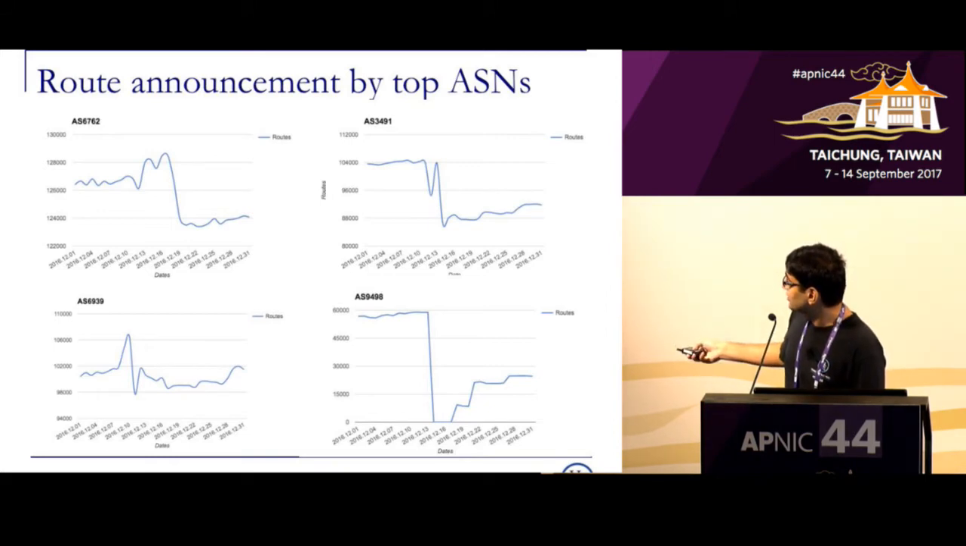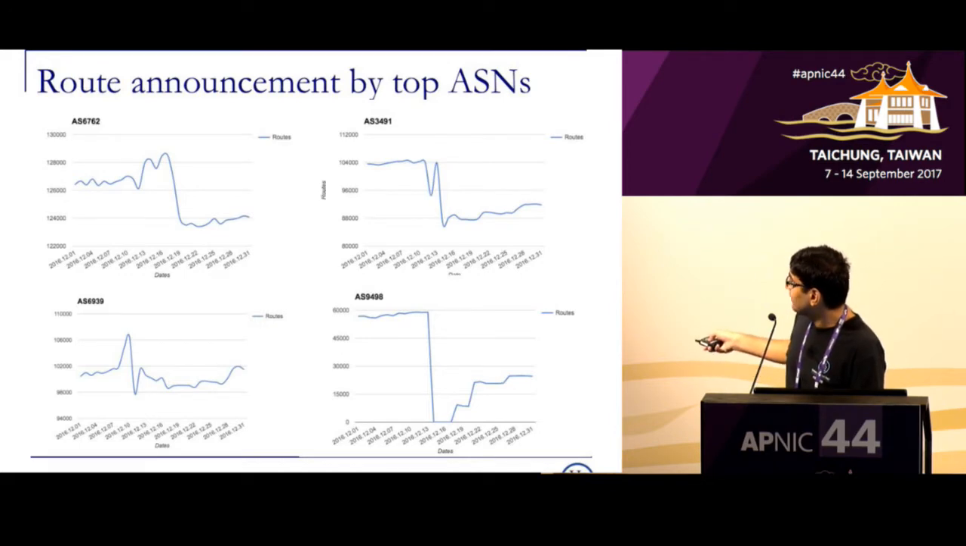There is AS6939, which happens to be Hurricane Electric, the company I work for. We had an increase in announcements during this time, and then there was a downfall. It increased for a while based on certain downstreams who were trying to reroute across during this problem.